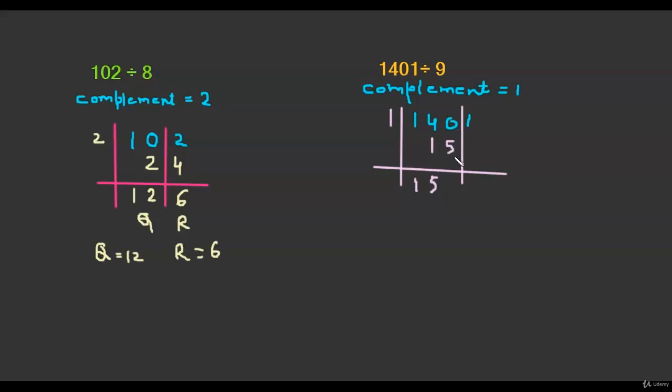Again we add these two. 0 plus 5 gives us 5. Again we multiply 5 by the complement and write the result below the next dividend digit. So 5 times 1 is 5, and 1 plus 5 gives us 6. So this part is the remainder and this part is the quotient. So the quotient is 155 and the remainder is 6.